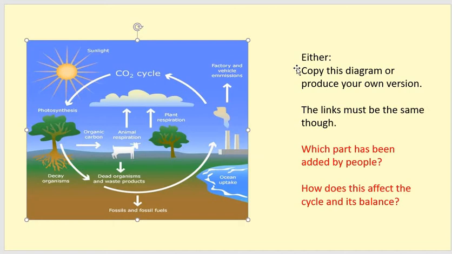So you will need to either copy this diagram or make your own version. The links have to be in the same places. So if you do your own version, you can't change the order and have the animals taking part in photosynthesis. That doesn't happen. We're scientists, we can only represent what's there and what we can prove. We can't guess things unless we can actually then do an investigation to prove it.